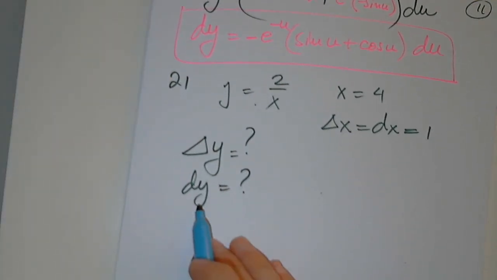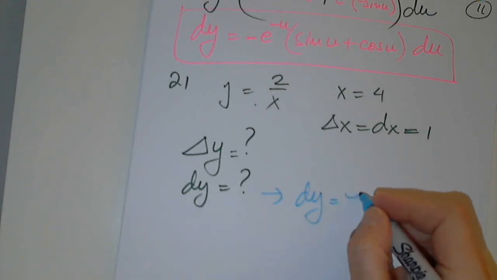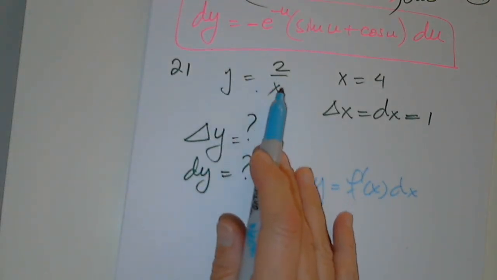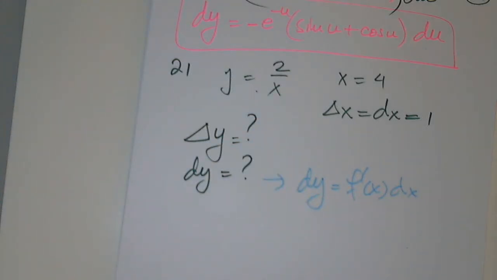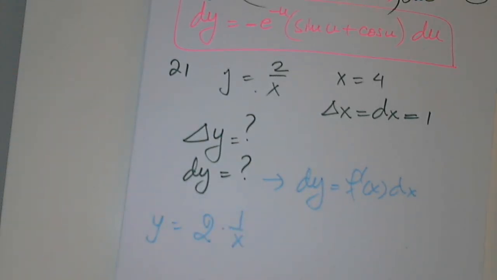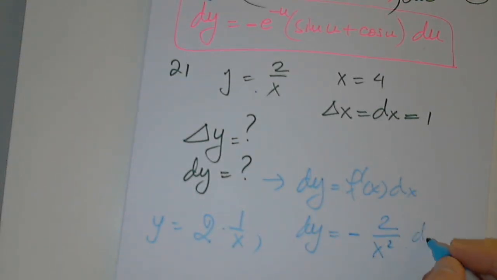Let's start with the easy one. We know that this is dy equals f prime of x dx. And that is always the easy one. So y is 2 over x. If we see it as 2 times 1 over x, then we're going to be able to differentiate it very fast. And if we also remember that 1 over x prime is negative 1 over x squared, excellent, we are done, right? So dy is negative 2 over x squared dx. All I have to do now is plug in the numbers that I was given.